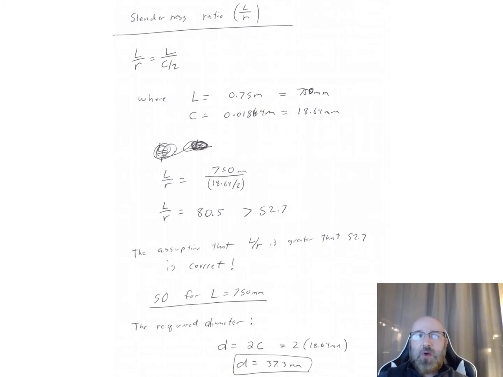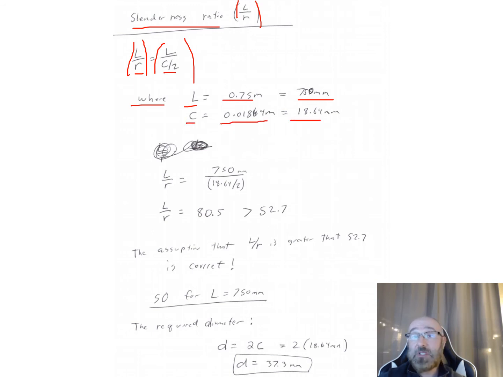So now we'll continue on and take a look at our slenderness ratio, that L over R. We have a relationship for R and C, so this is going to be equal to L over C over 2, when we replace our R with that value for C over 2 that we showed earlier. So with this, what do we know? Well, we know for our part A that our L is equal to 0.75 meters or 750 millimeters, and our C is equal to 0.01864 meters or 18.64 millimeters.